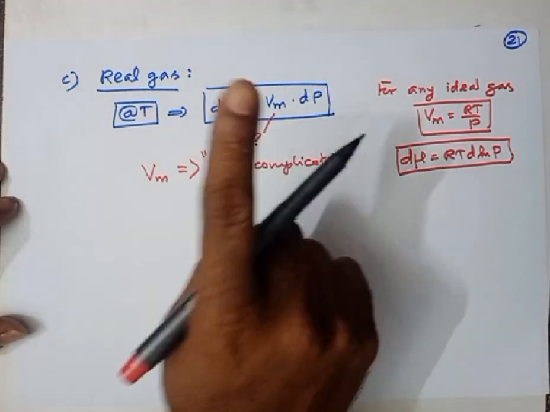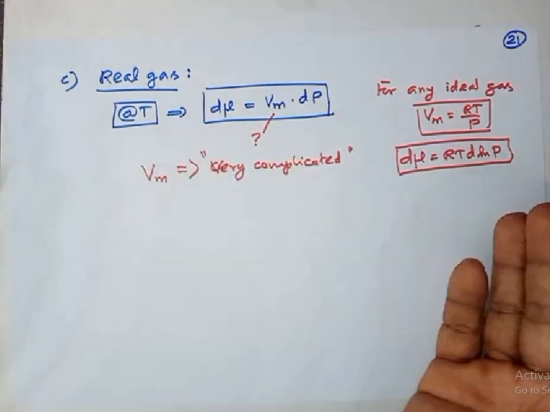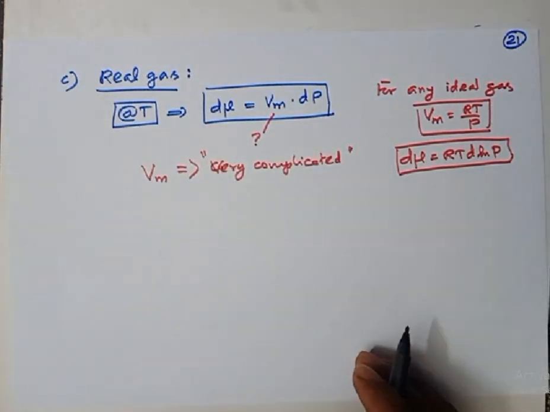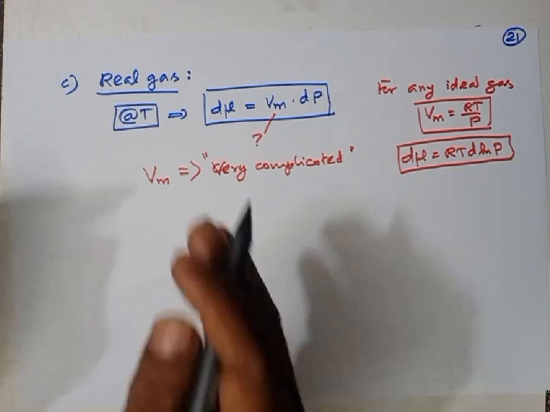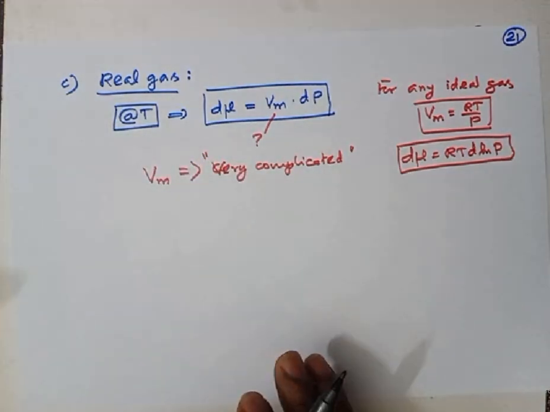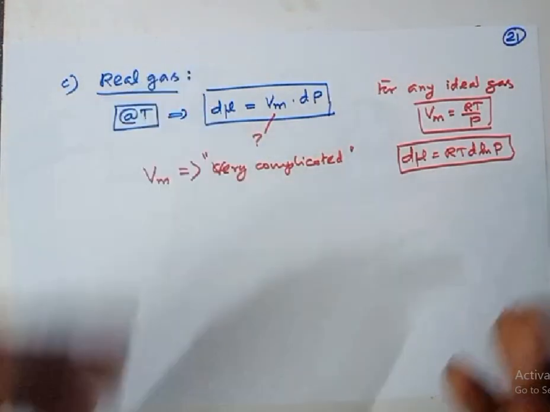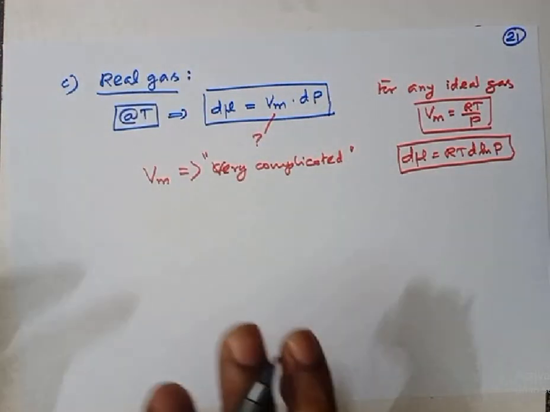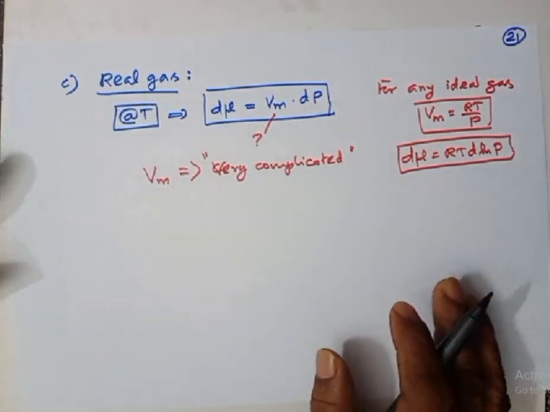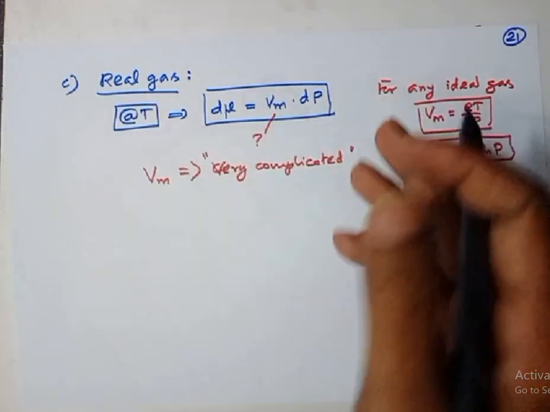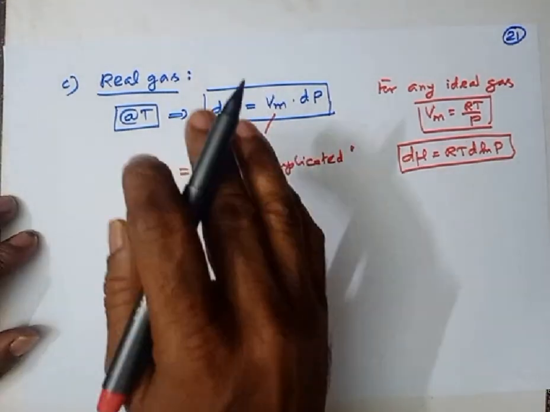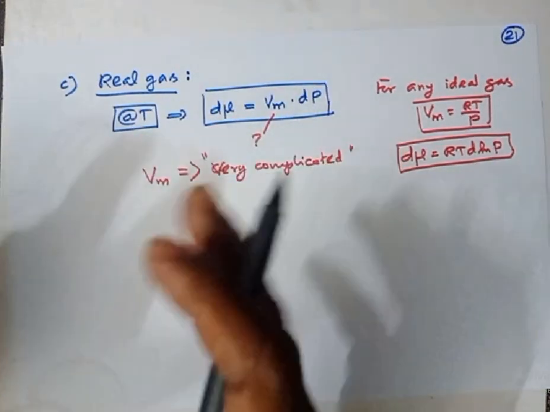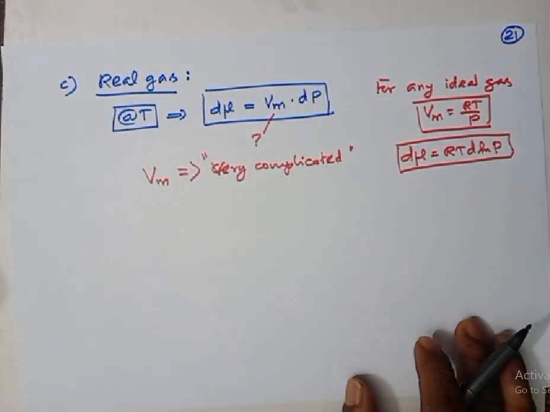We don't have just one expression for molar volume. We have many expressions for molar volume. Some real gases follow the van der Waals equation, some other real gases follow the Berthelot equation. There are so many equations available for real gas. Each one gives a different formula for Vm. If you substitute each formula, you cannot study the real gas, it becomes very complex. So what do we do?